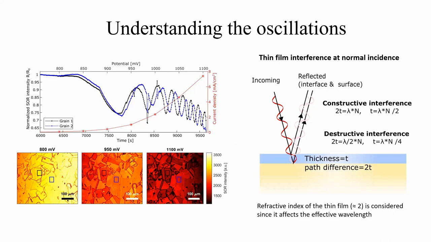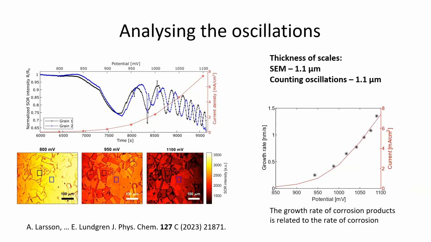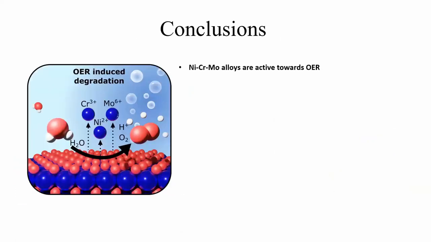And so what are the oscillations from? It's not so difficult actually. It's just an interference effect. So you form this layer here, and then all of a sudden you have constructive and destructive interference. And so you can calculate the thickness just from counting the oscillations here, and you get 1.1 microns also. Right, so this was this.